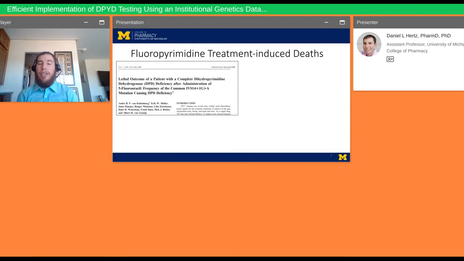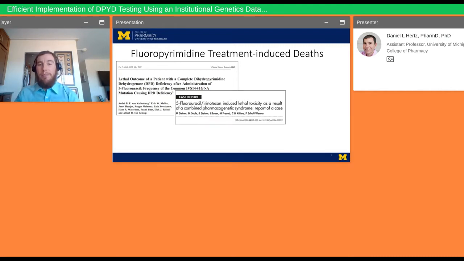In addition to the increase in severe toxicity, we also know that there's an increase in fatal toxicity in carriers of DPYD variants. So I have here several reports in major medical journals of case reports of individual patients who passed away of treatment or later found out to be carriers of a DPYD polymorphism.